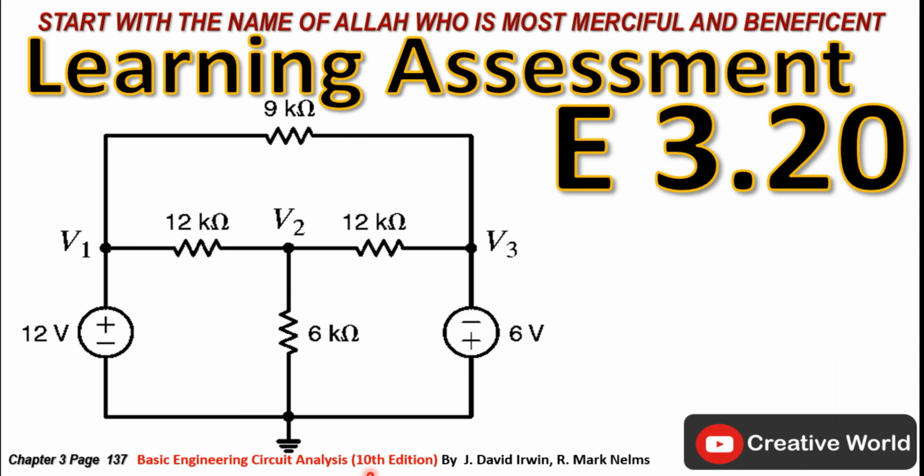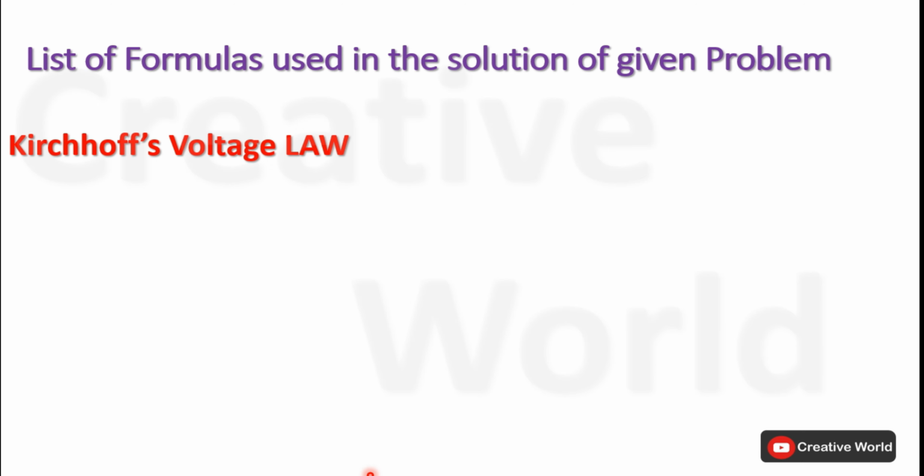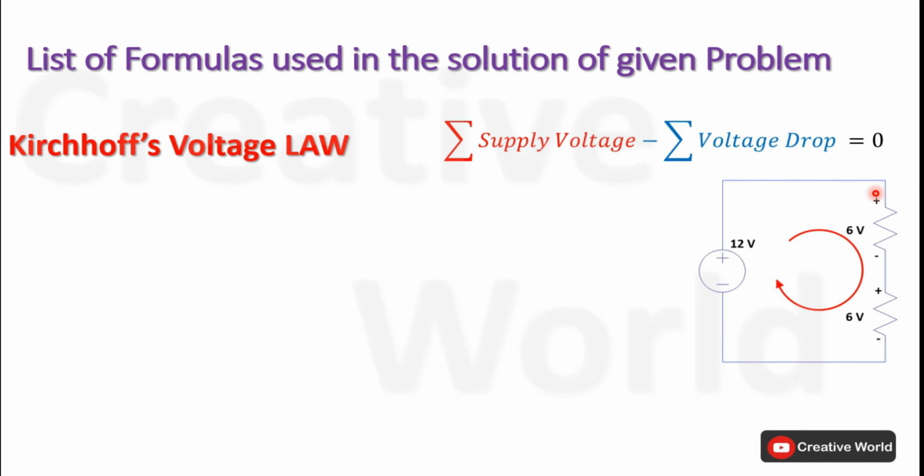Welcome to Creative World. In this video, we will solve Chapter 3 Learning Assessment E3.20. While solving this problem, we will be using Kirchoff's voltage law. According to this law, the cumulative supplied and dropped voltage across circuit elements in a closed loop is always equal to 0. We also will be using Ohm's law.